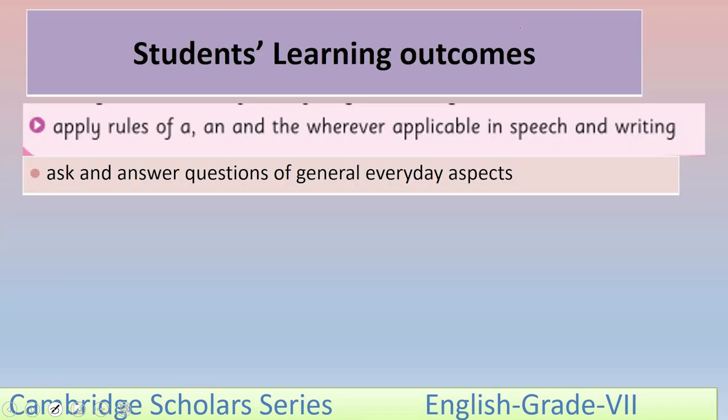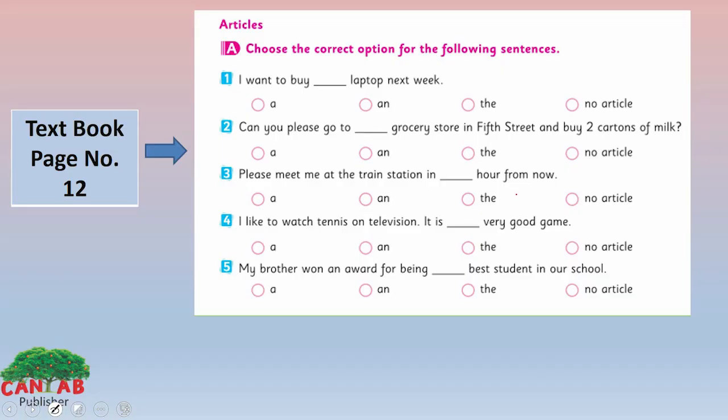SLOs of this lesson are: apply rules of a and an, the wherever applicable in speech and writing, and ask and answer questions of general everyday aspects. Look at page number 12. You will find the article section here. What are articles? I hope you have learned about articles in your previous class too. So, we will discuss articles first.